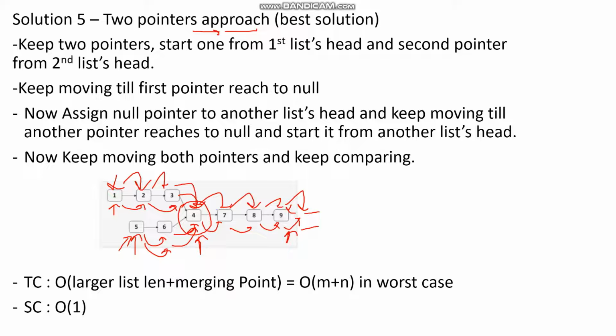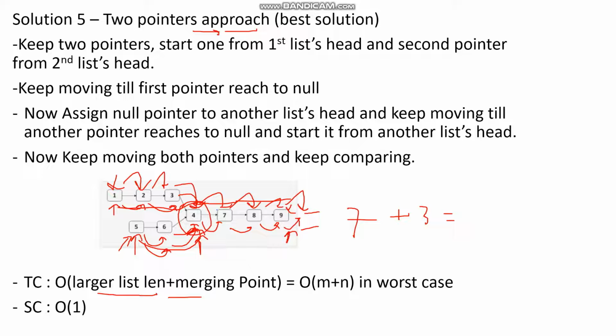So what will be the time complexity? Time complexity will be the larger list length. If this is the larger list, its length is 7, plus the merging point. This is the merging point at the third position. So time complexity will be 7 plus 3, that is 10 times we are traversing.